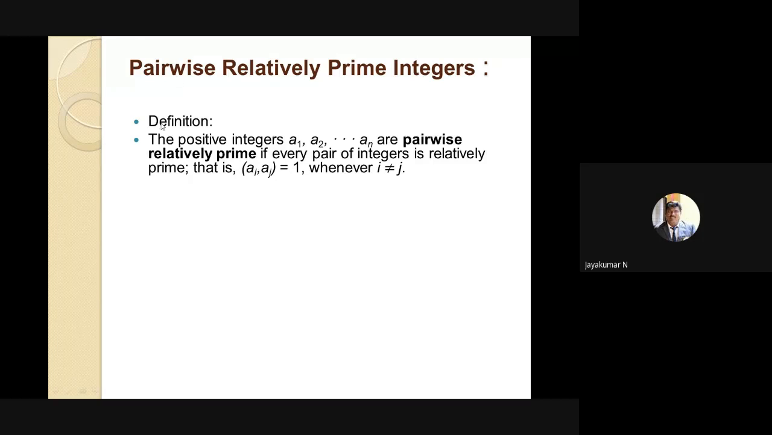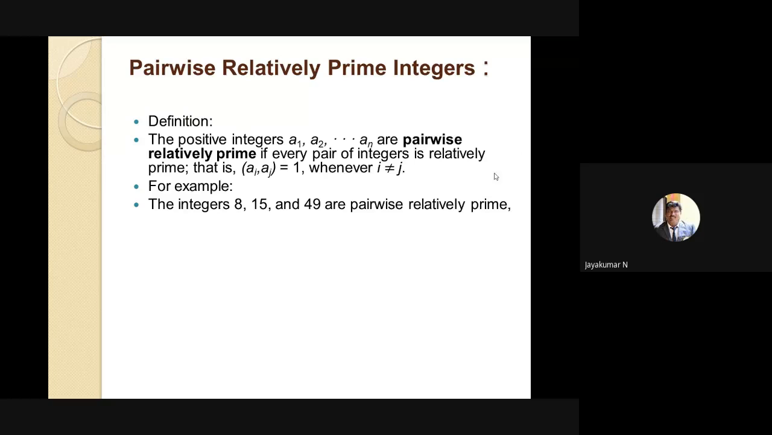So now see the definition. The positive integers a1 to an are pairwise relatively prime if every pair of integers is relatively prime. That is, if we choose any two integers from the n integers, the GCD of ai and aj is 1 whenever i is not equal to j. If we choose 4 and 4, definitely the GCD is 4. The GCD cannot be 1. So only the GCD of ai, aj equal to 1 whenever i is not equal to j. If you see the example, you can get that idea clearly.